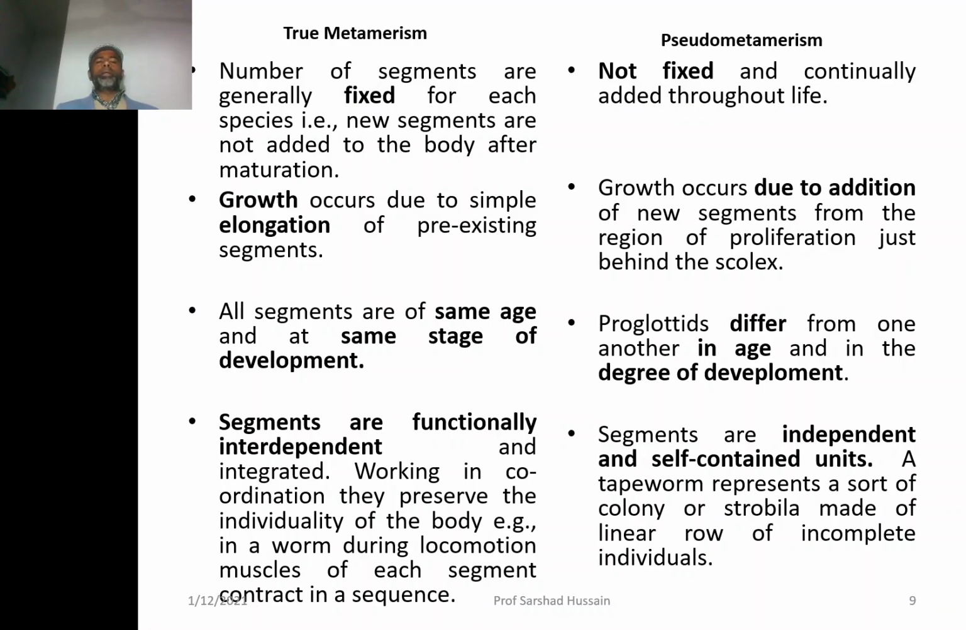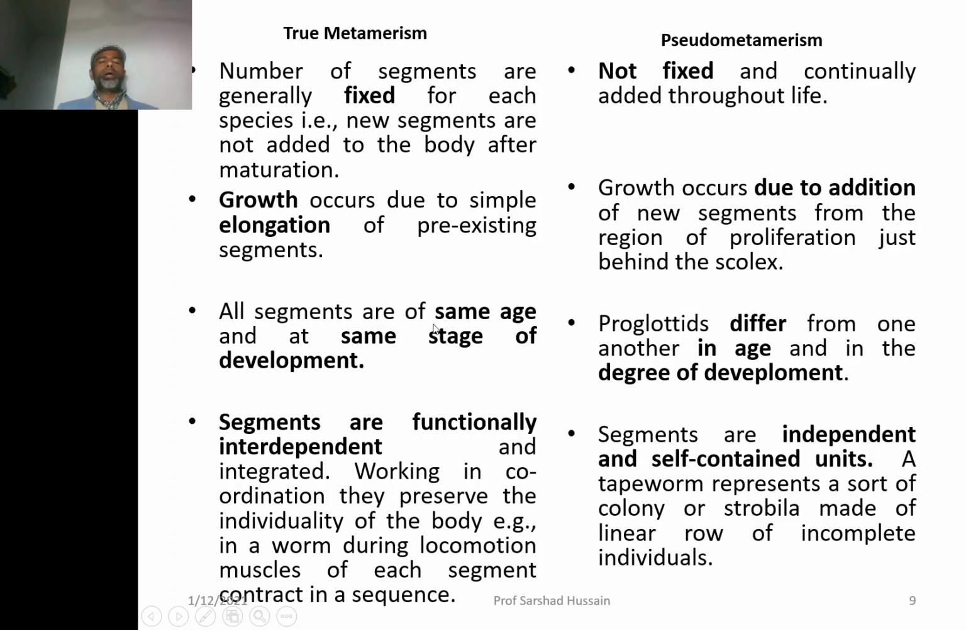So if you compare true metamerism with pseudometamerism, this is the difference: in true metamerism the number of segments remains fixed, whereas in pseudometamerism they don't have a fixed number of segments. Then, in the truly segmented animals, growth takes place by just elongation of the segments. No more segments are added, whereas in pseudometamerism, growth takes place with the addition of new segments.